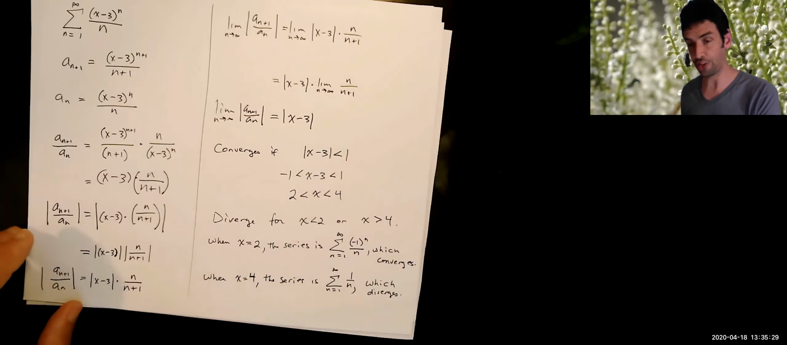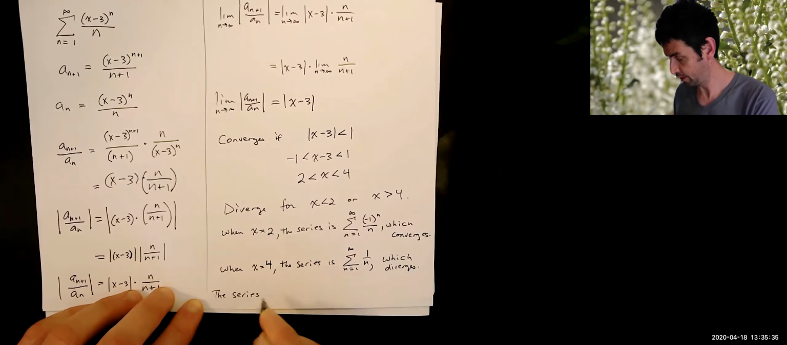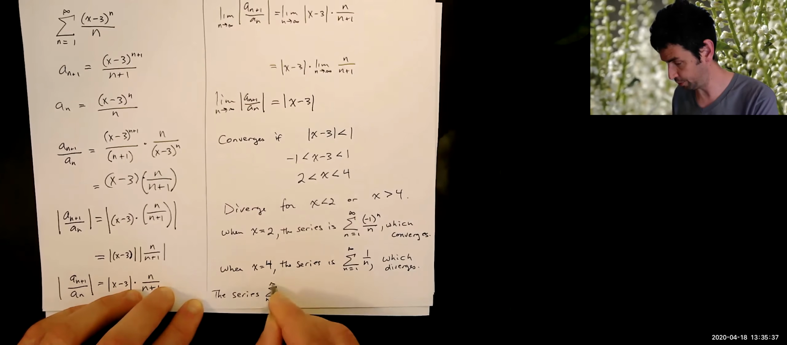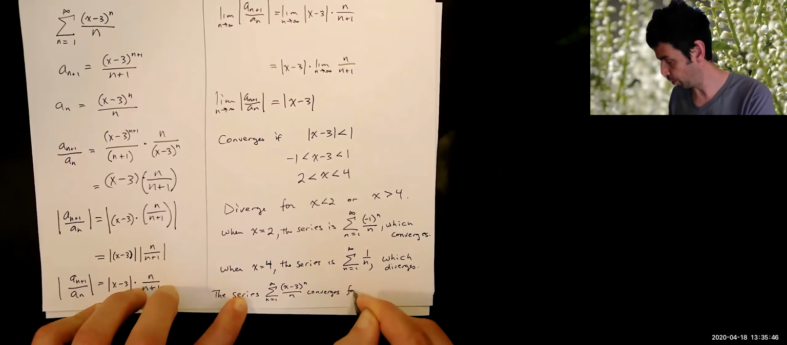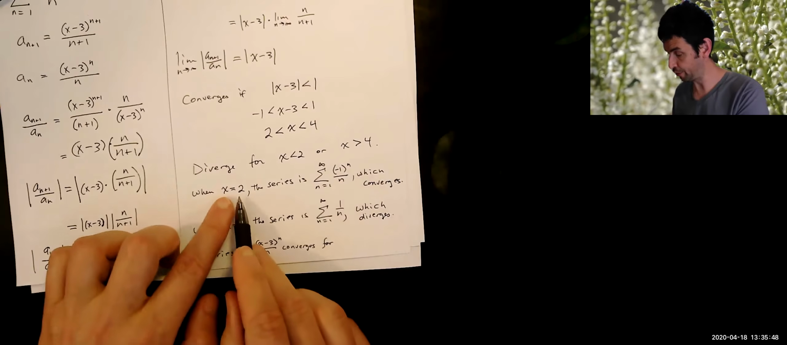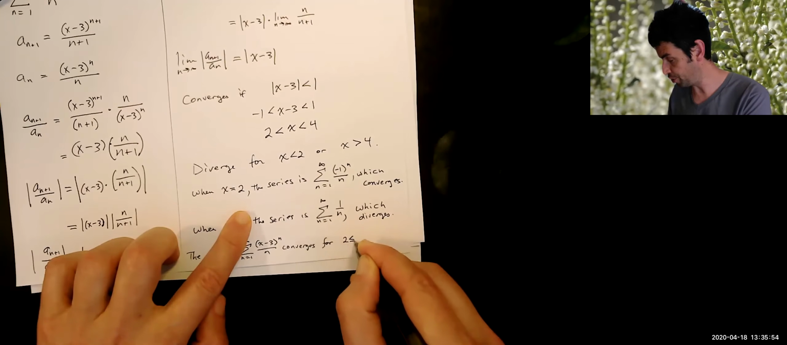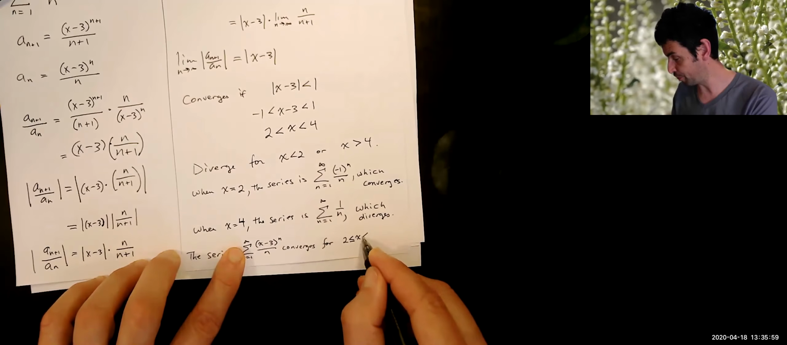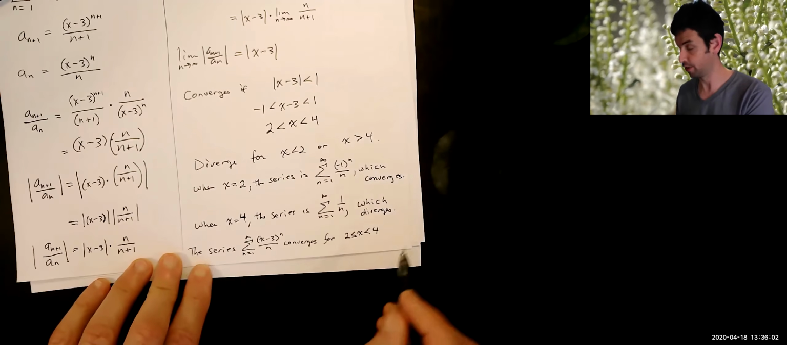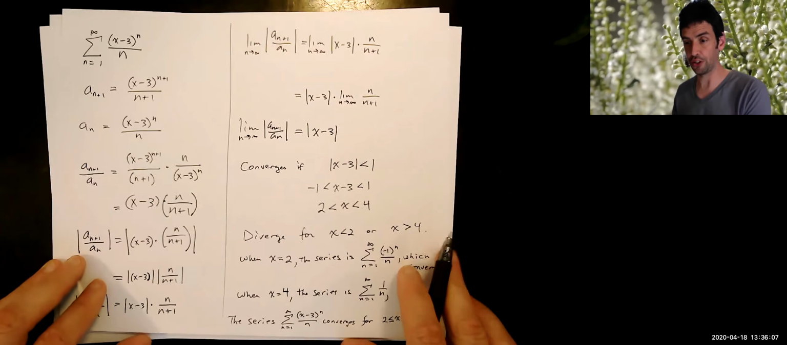So let's pull this all together. The series, the sum from n equals 1 to infinity of x minus 3 to the n over n converges for, well, what do we know? It converges when x equals 2. That's what we showed here. We already knew it converged for x greater than 2, so it's greater than or equal to 2, and up to 4, but not including 4.